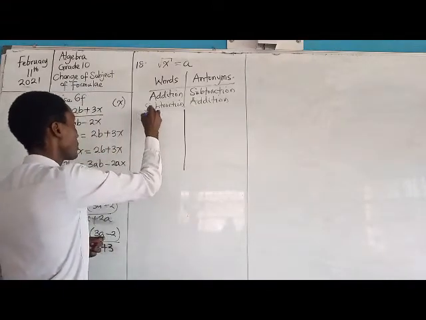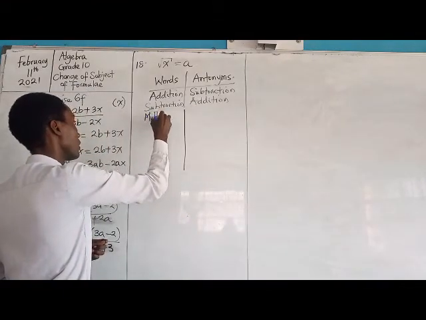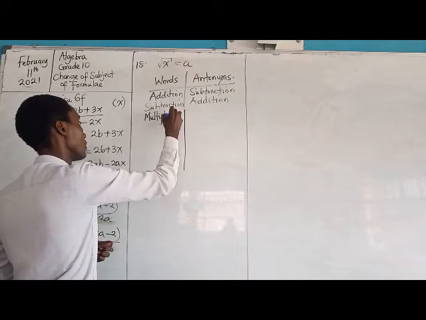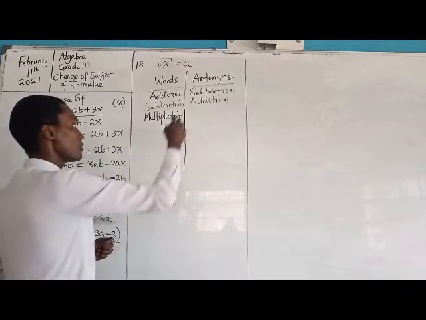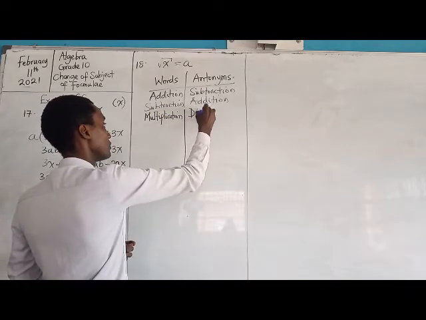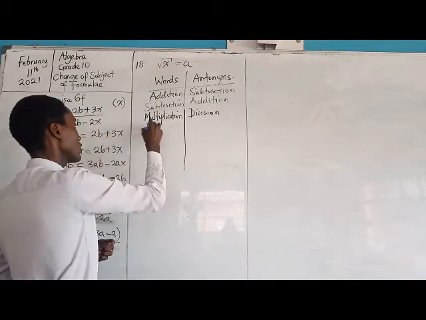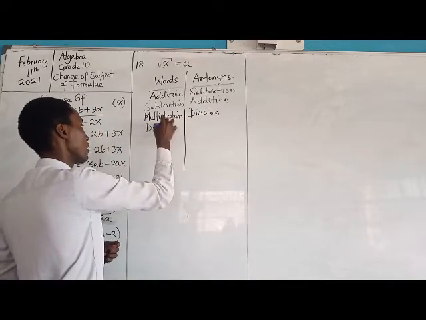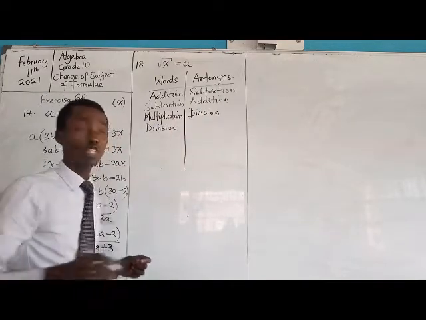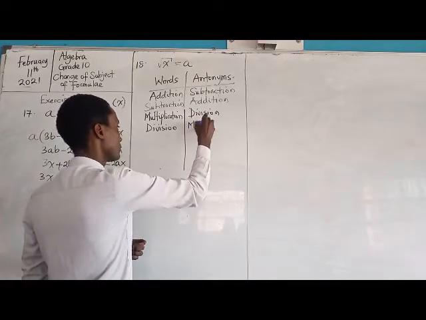If I say multiplication, the antonym is going to be what? Division. And if I say division, the antonym is going to be what? Multiplication.